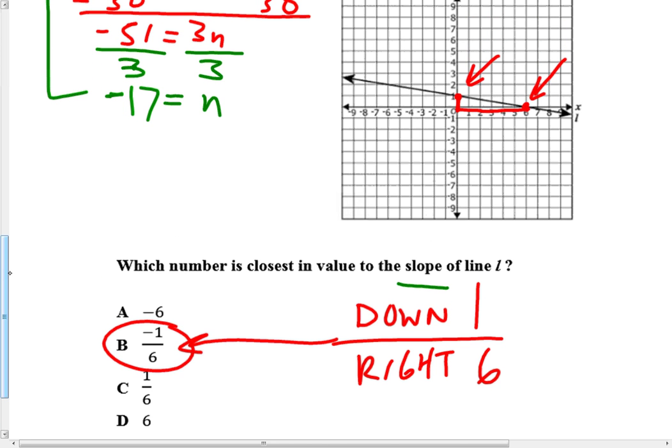And as soon as I saw it, I saw that this was downhill. Crossed out C and D.